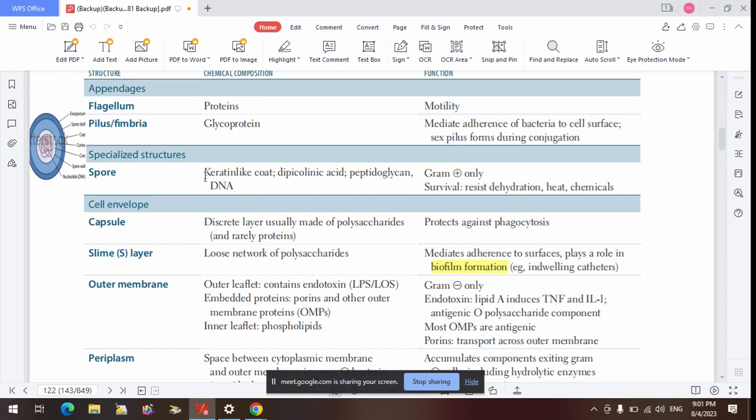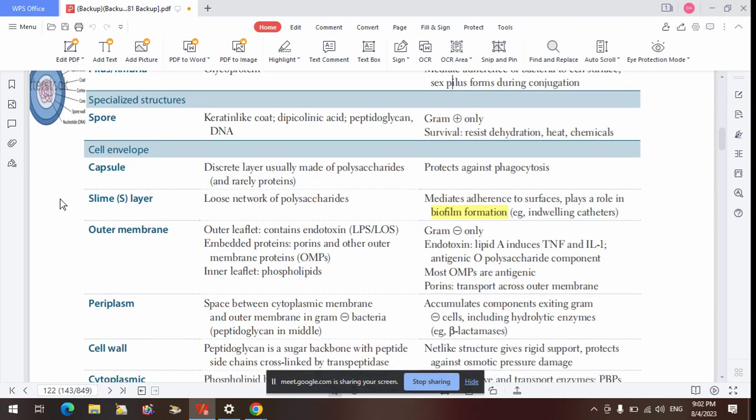So that spore form is going to allow that bacteria to survive, and it's going to protect it from heat, from chemical, and from dehydration. Because of all these specialized constituents that we have talked about, the keratin-like coat, the dipicolinic acid, the thick peptidoglycan cell wall, all of them are protecting the DNA. Okay. Do we understand that? Spore.